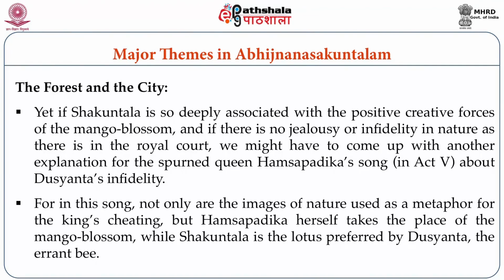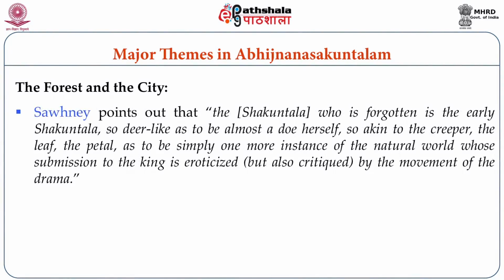For in this song, not only are the images of nature used as a metaphor for the king's cheating, but Hamsapadika herself takes the place of the mango blossom, while Shakuntala is the lotus preferred by Dushmanta. Sawhney points out that the Shakuntala who is forgotten is the early Shakuntala, so deer-like as to be almost a doe herself, so akin to the creeper, the leaf, the petal, as to be simply one more instance of the natural world whose submission to the king is eroticized but also critiqued by the movement of the drama. Not all is harmonious in nature.